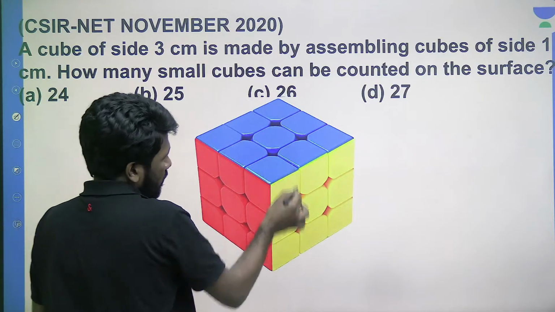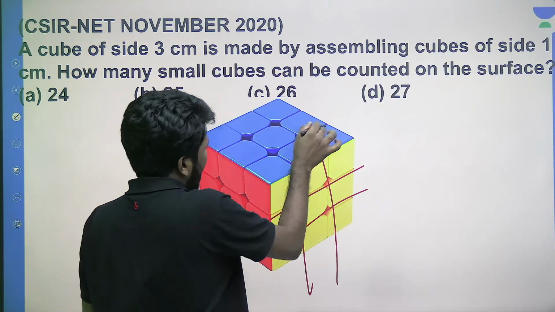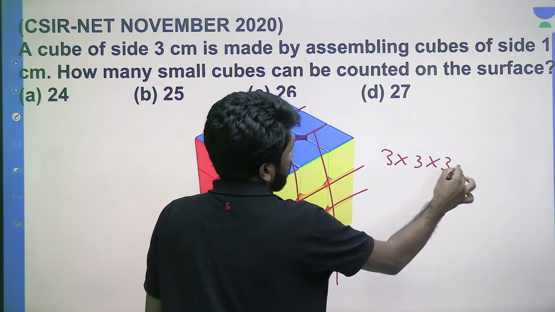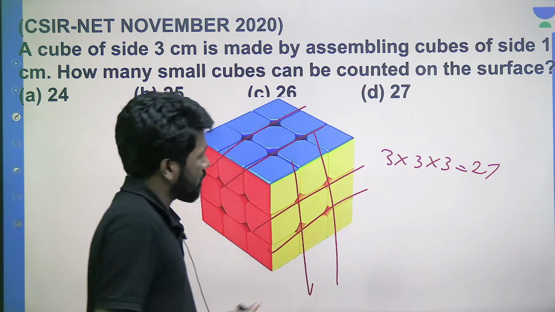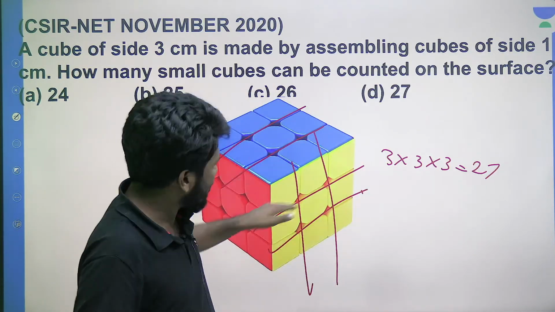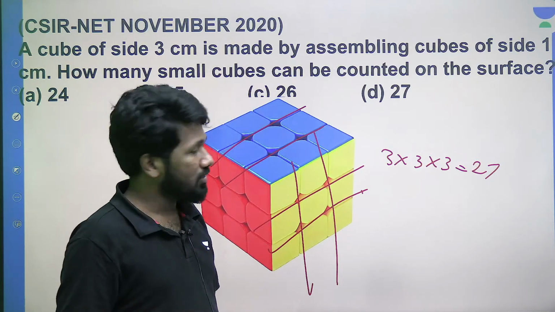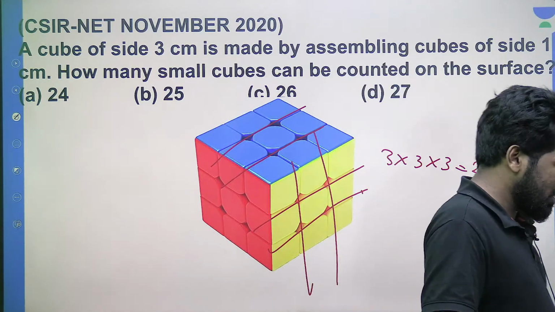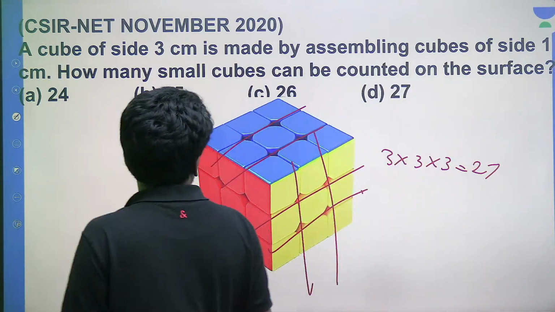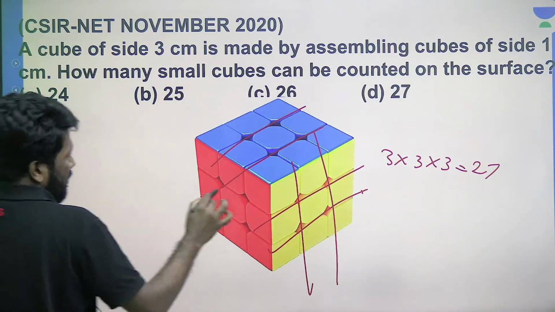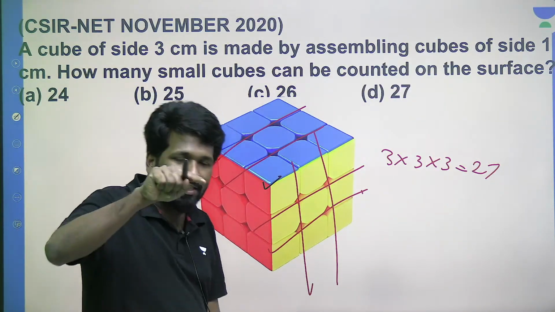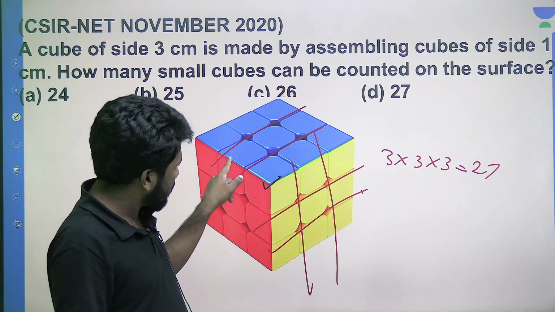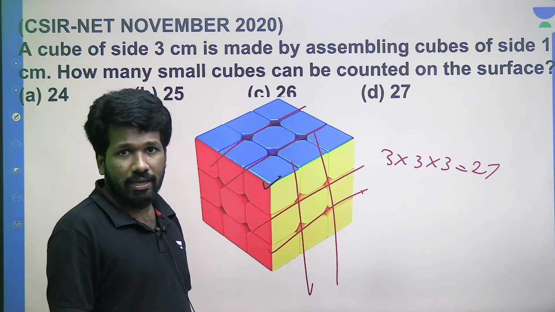Yeah, if you are cutting it vertically, horizontally, and through this depth, definitely 3 into 3 into 3 cubes hoga, na, 27 cubes hoga, because 3 slices, 3 slices, 3 slices. So 27 cubes are there, but that is not the question. Question is asking how many cubes can be counted on the surface. Let's see. Can this be counted, or can you touch it? If you can touch it, you can count it, na? You can touch this, you can touch this, you can touch this, you can touch this, all are okay.